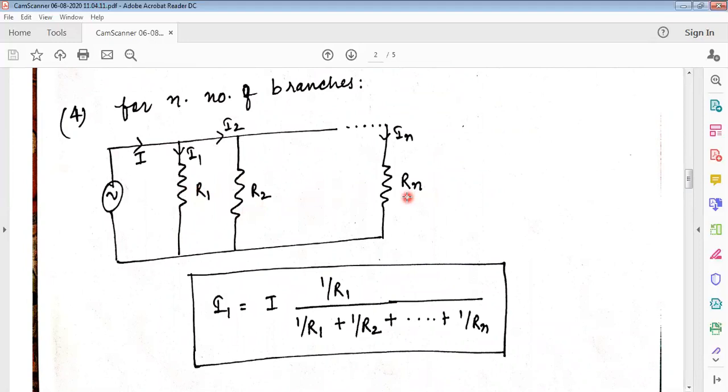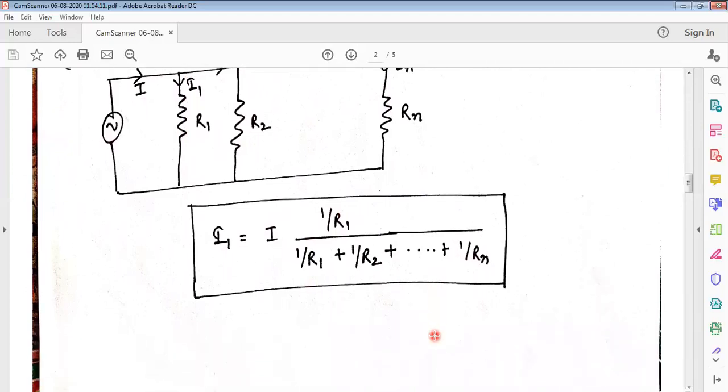resistance values are given, and n number of currents will be there in all the branches and a total current is there. So how do you write the current division formula? I1, the current flowing in the first branch, equals the total current times 1 upon R1 divided by 1 upon R1 plus 1 upon R2 plus and so on, plus 1 upon Rn. So you can apply this formula if n number of branches are there.